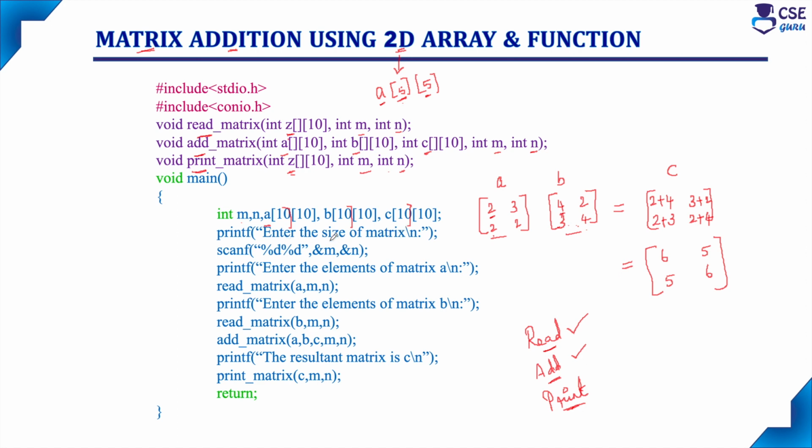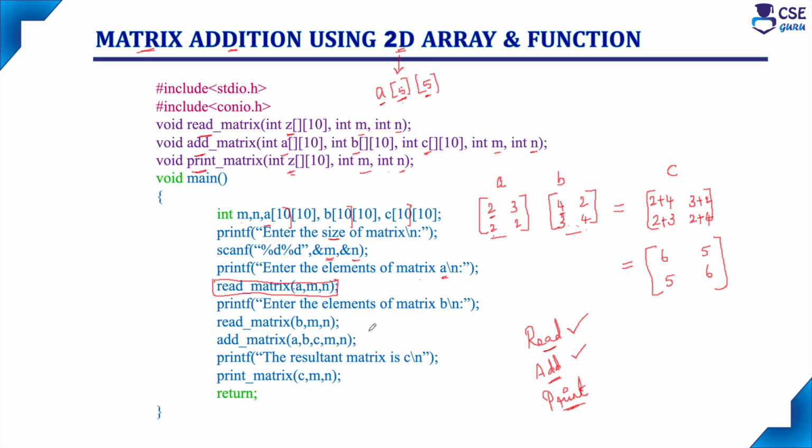So first we need to enter the size of the matrix. So matrix sizes M and N, that is the row size and the column size we have to enter. Then enter the elements of matrix A. So first we need to accept input for the matrix A using the user-defined function read matrix. Okay. So here when the function is called, immediately control will be transferred to the read matrix user-defined function, and there it will accept the input values for matrix A and store them in memory.